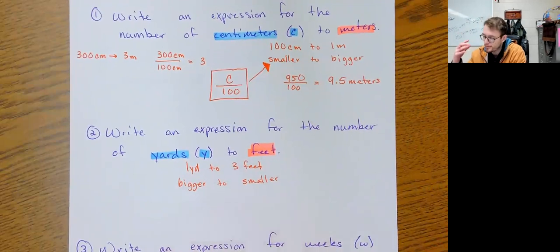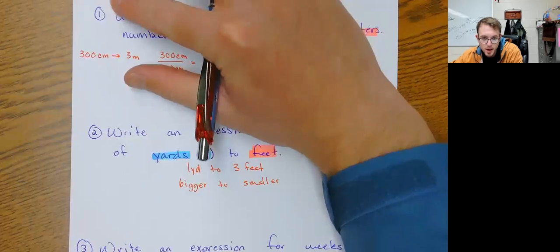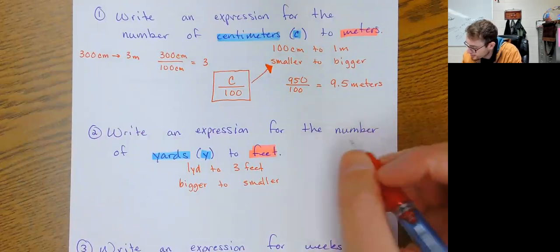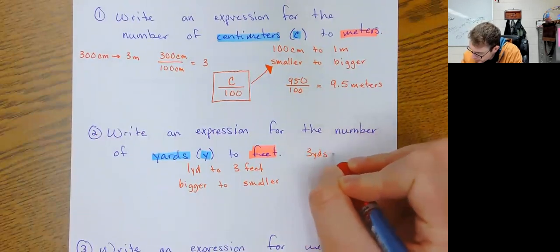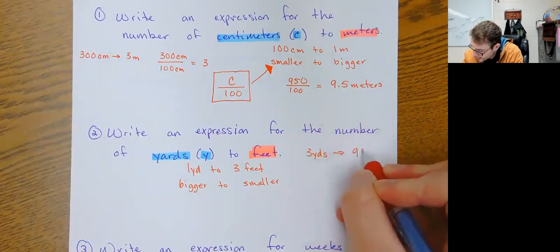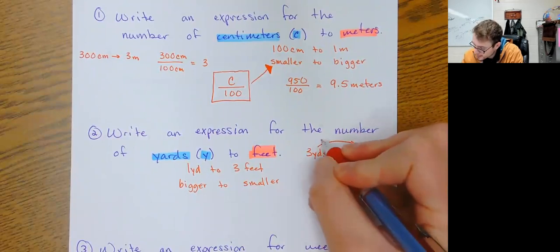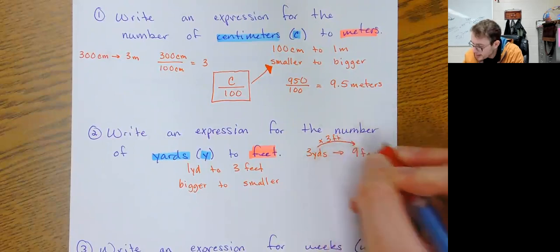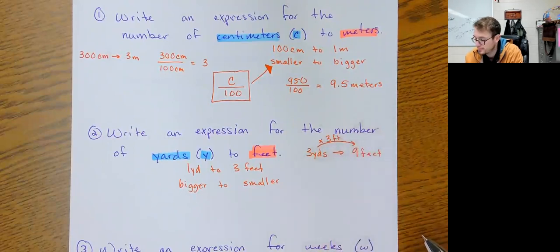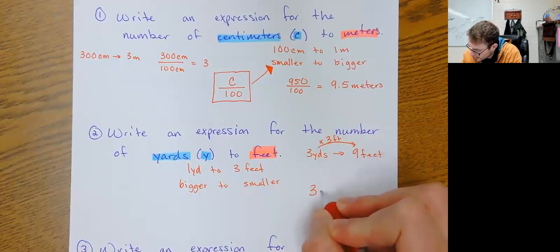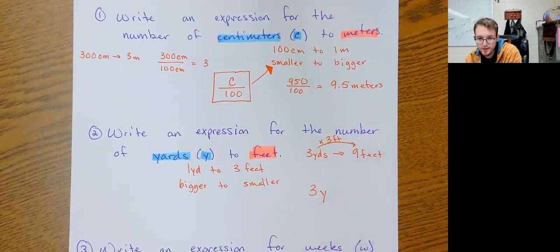But even without thinking about that, just looking at this problem, well, if I have, let's say, 3 yards, how many feet is that? 9. And the math that's happening there is 3 yards times 3 feet equals 9 feet. So it's multiplication. So the expression I could set up for this would be 3, and what do I want? I want to use y. So 3y. Because no matter how many yards I plug in, it'll work.